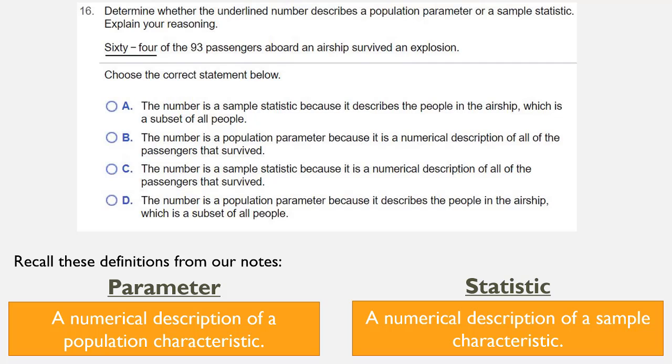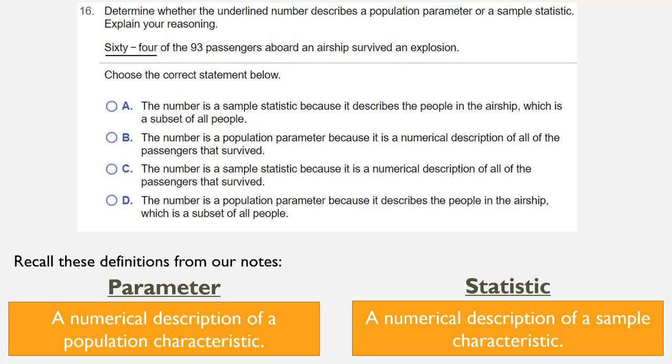So a lot of people say, well, 64 out of 93, that's going to be a subset of the population. But in fact, this 64 describes the passengers on the plane. It's one of the two numbers that defines survivors and those who perished. So if 64 people survived, 29 people perished, and so the 64 is actually a description of the population, which makes this a population parameter.